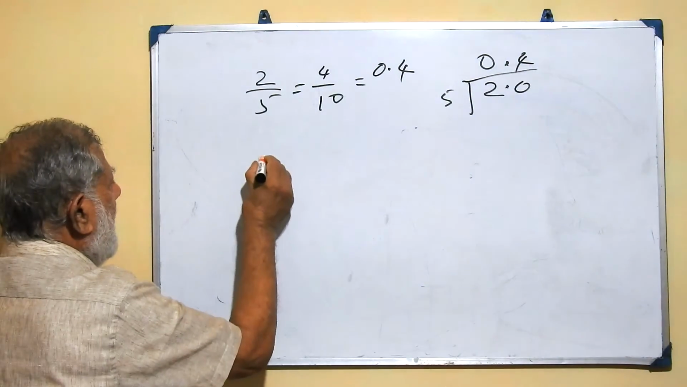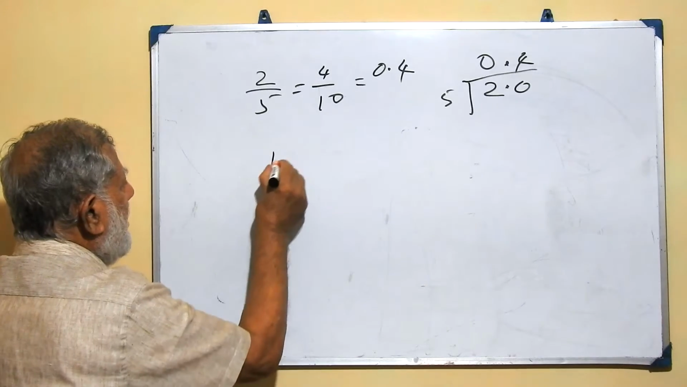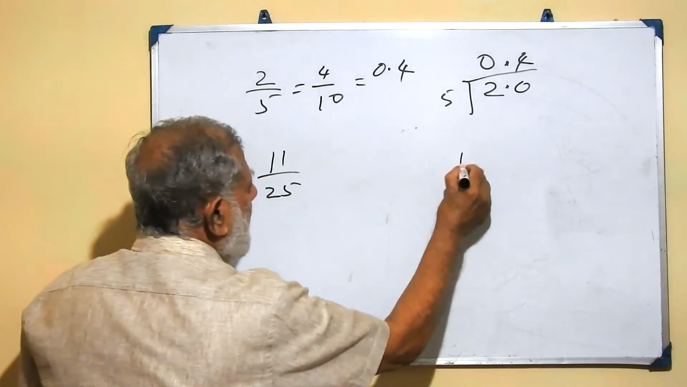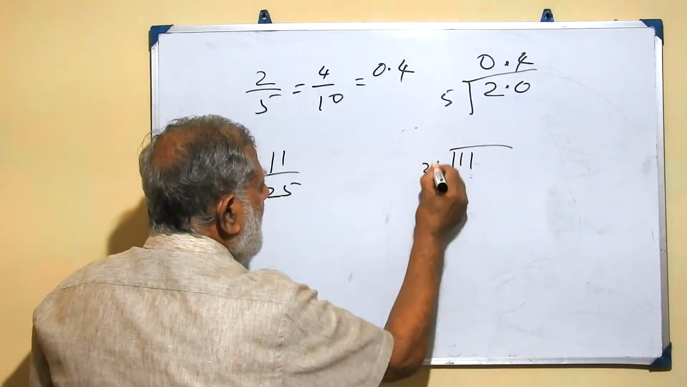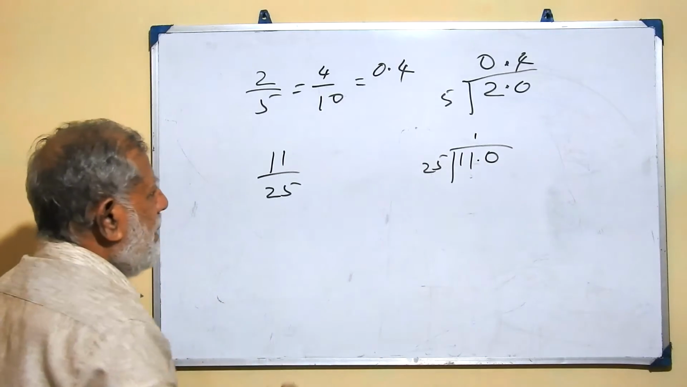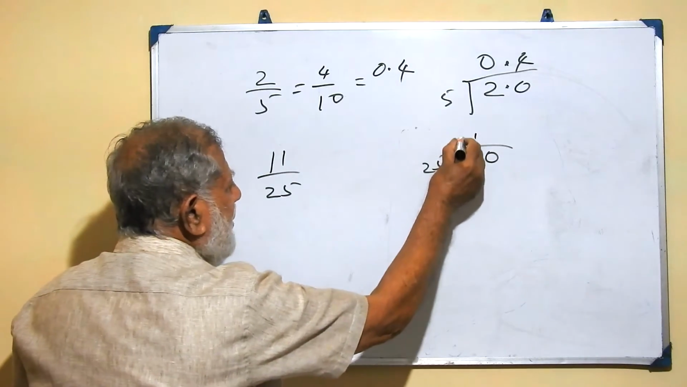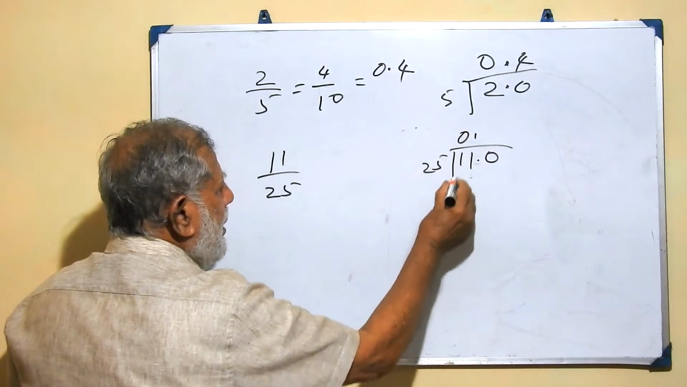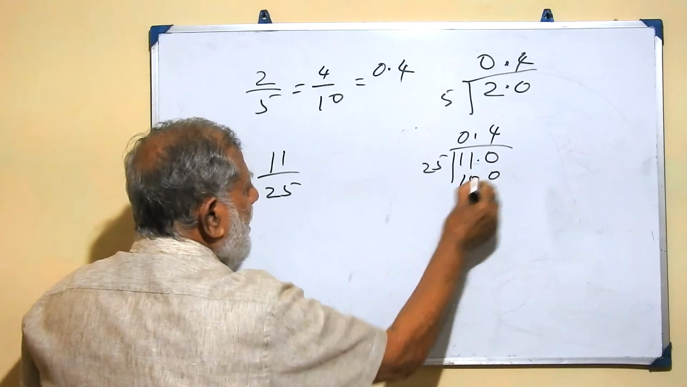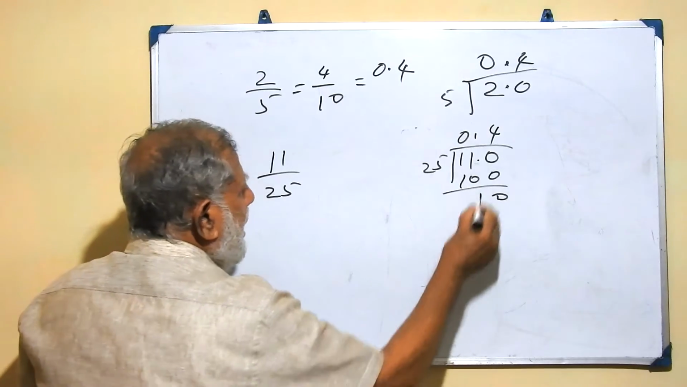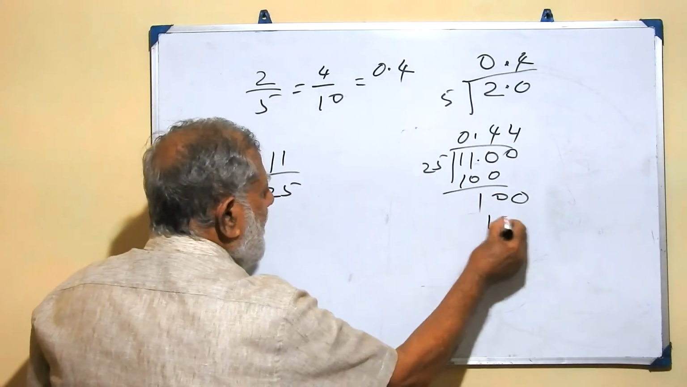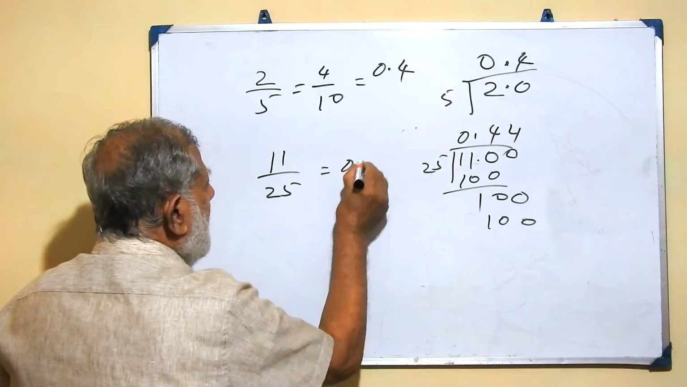Look at this one. 11 upon 25. 25 into 11. So here decimal, 0. Then here how many 25? Then 11, 0. Then 110. So it will be 4, 100. Then put a 0, another 0, another 4. So 100 coming. So that is equal to 0.44.